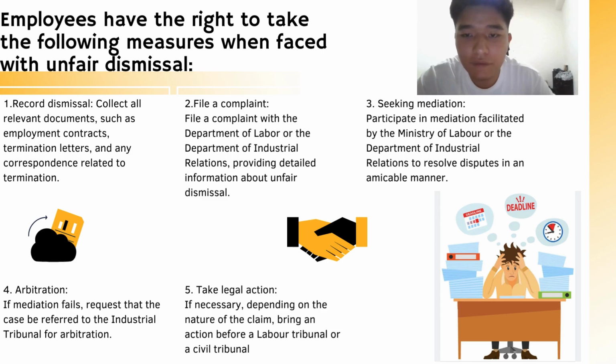The last one is civil court for breach of contract. If an employee believes that the dismissal constitutes a breach of their employment contract, they may file a lawsuit in civil court. Civil court may award liquidated damages, including lost wages and benefits. If the dismissal involves discrimination or harassment, employees may also seek remedies for violations of fundamental rights through civil courts.